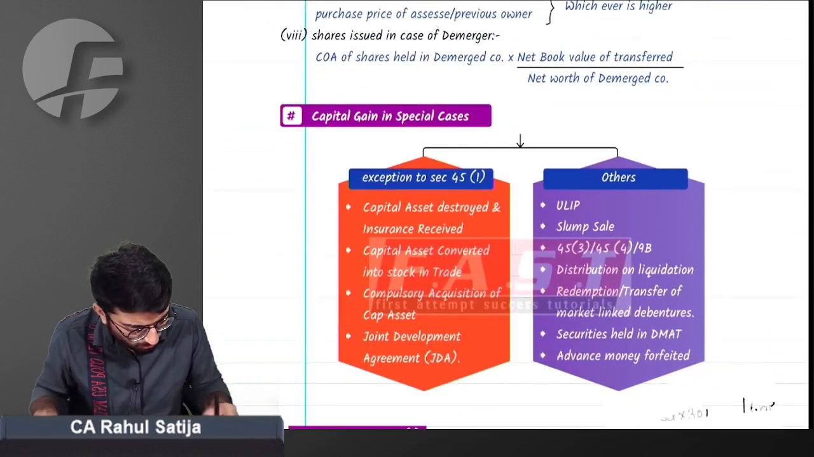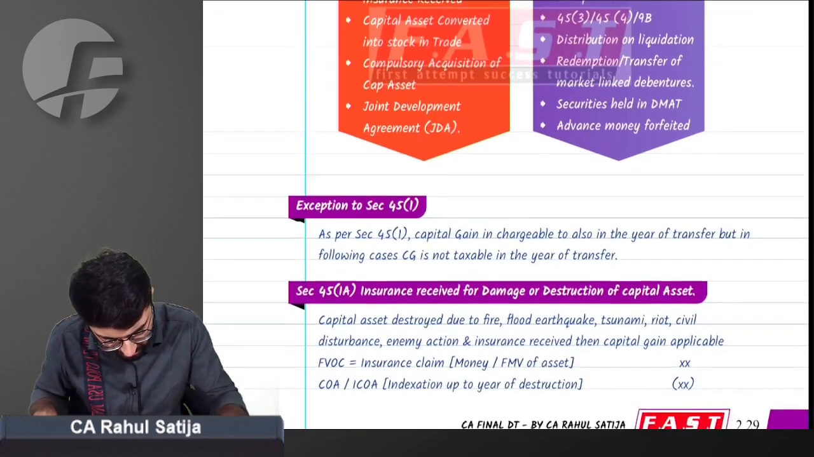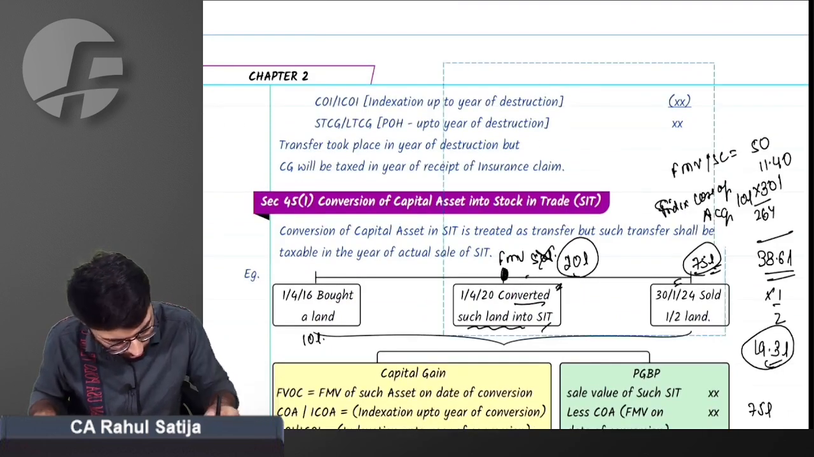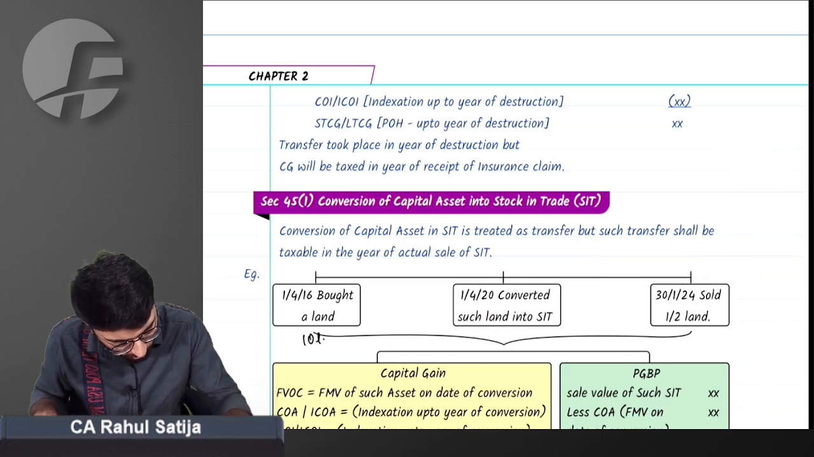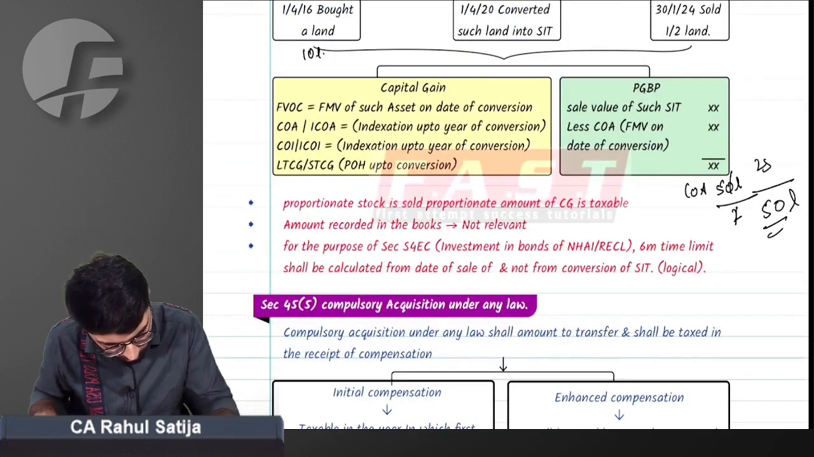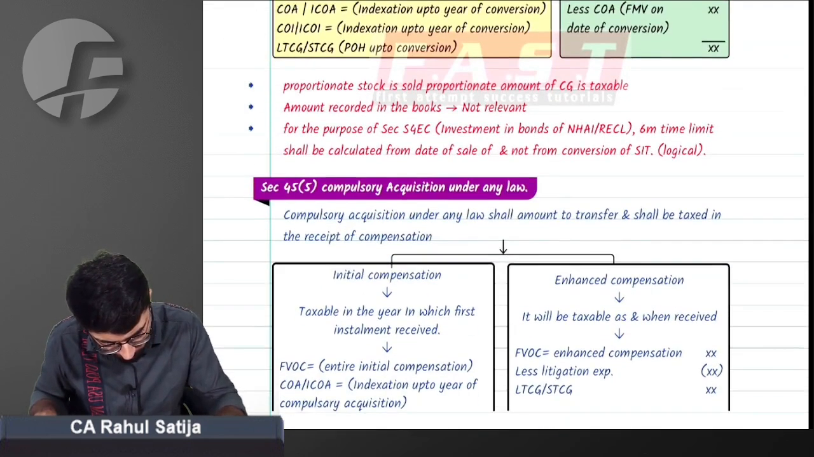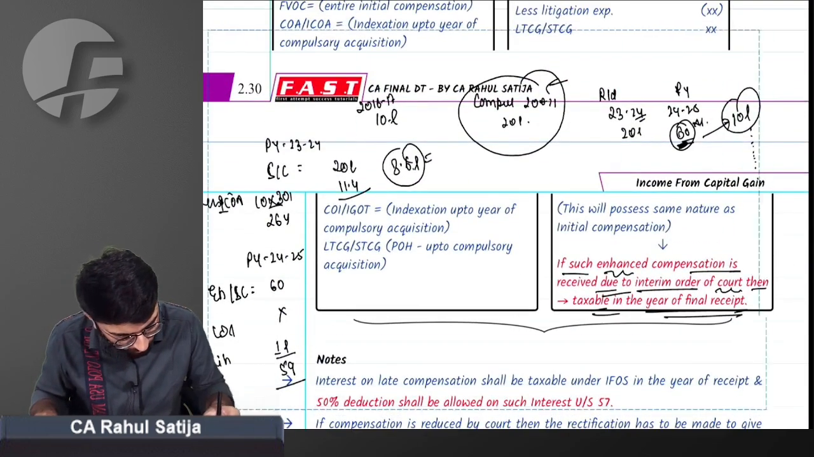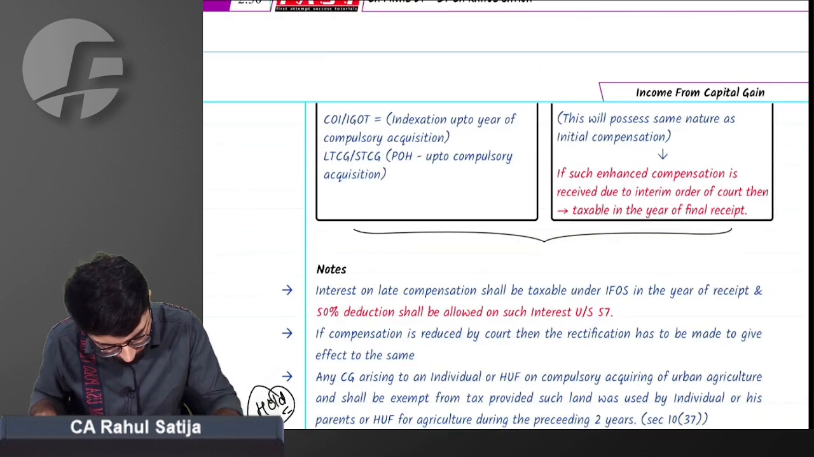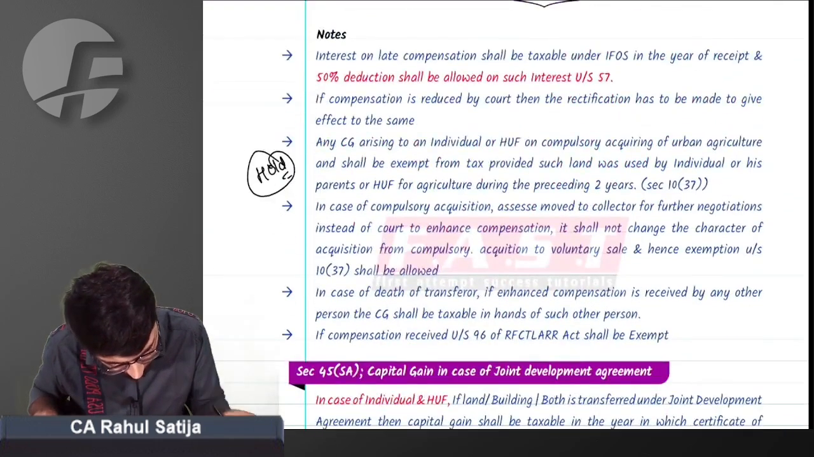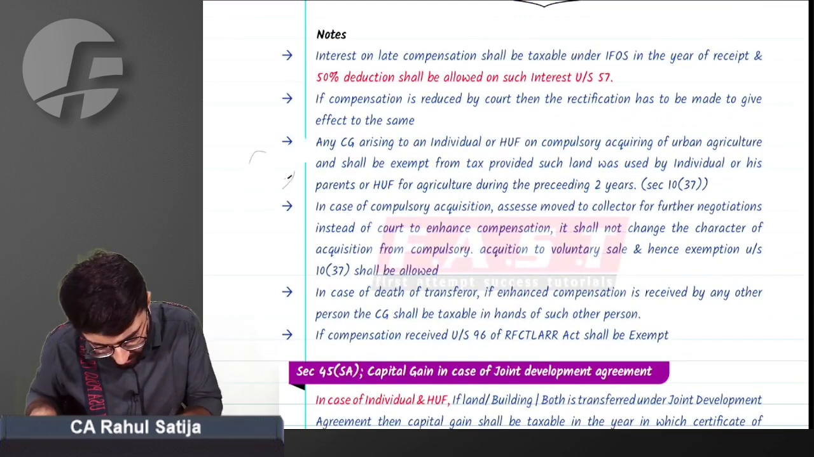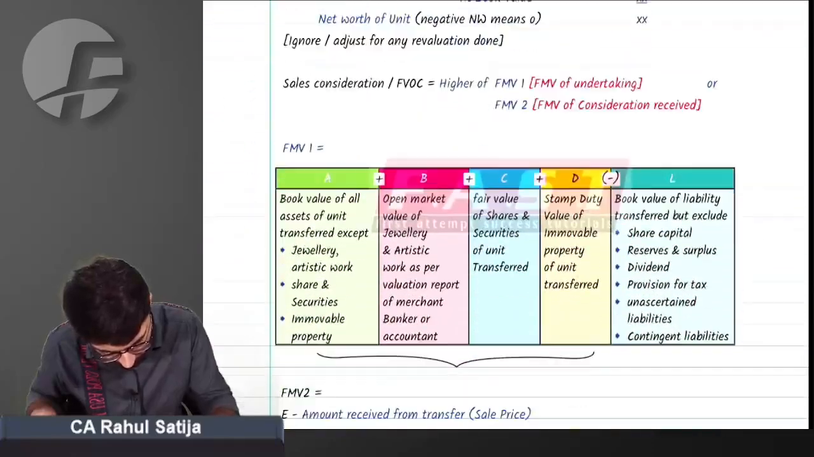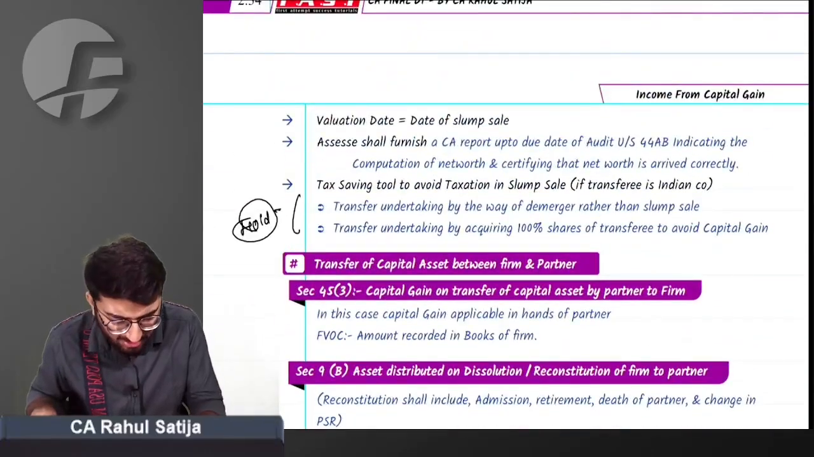Do we have anything left now? I think one provision was left. So we have covered this. This is also covered. Yes, there you go. Tax saving tools.